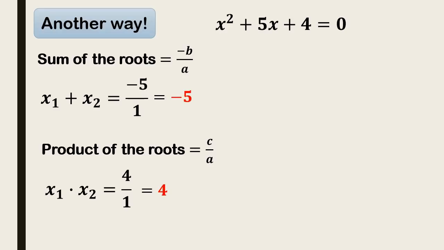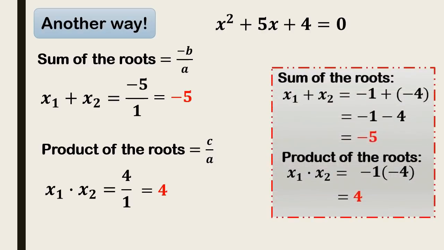Therefore, the sum of the roots and the product of the roots of the quadratic equation x squared plus 5x plus 4 equals 0 are negative 5 and positive 4. So if you notice in our first solution, the value for the sum of the roots is negative 5 and the product of the roots is positive 4. So as you can see, the values of the sum and product of the roots are the same. So it means we can use either of the given formulas to more easily identify and solve the sum and product of the quadratic equation.